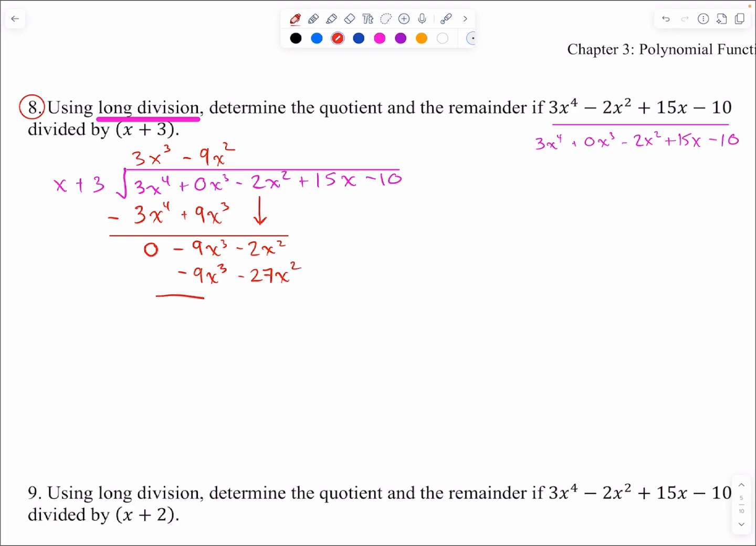All right, so now we're going to do the same thing. We're going to do some subtraction. I'm just going to extend the line a little bit more. When we're dealing with these negatives here, this is where I do see errors pop up. Remember, if you subtract a negative, you're adding. So we're going to go negative 9x cubed minus negative 9x cubed. That's essentially adding, so that's going to zero out. And then we're going to have negative 2x squared minus negative 27x squared, or that's the same thing as adding 27x squared. So negative 2 plus 27 is positive 25x squared.